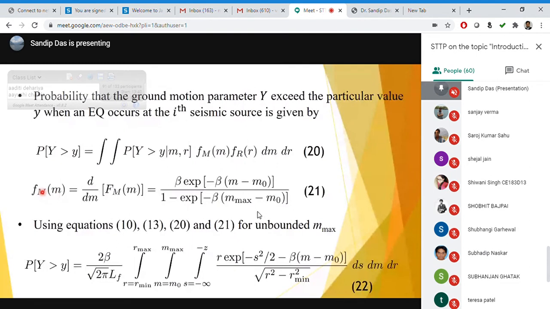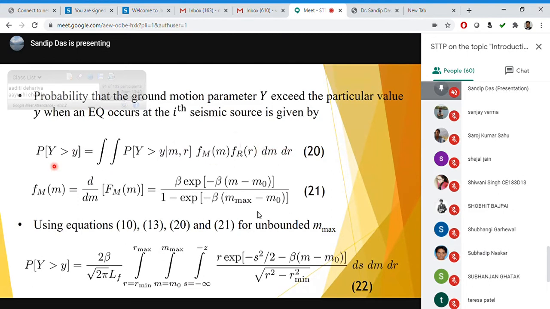So now this is the final expression, and we will do it step by step. This equation is the fundamental equation of probability. I think you will find this in any probability book. The probability that Y will exceed a certain value, small y, is the same as Y exceeding that value given this, multiplied by all the density functions: the density function of m multiplied by the density function of r, and then you integrate dm dr, double fold.